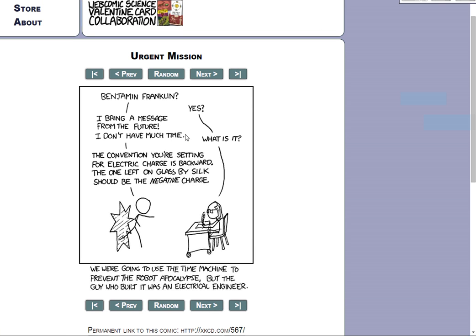Ben Franklin: Yes, I bring a message from the future. I don't have much time. What is it? The convention you're setting for electric charge is backward. The one left on glass by silk should be the negative charge. So it's glass and silk. It says, we were going to use the time machine to prevent the robot apocalypse, but the guy who built it was an electrical engineer.